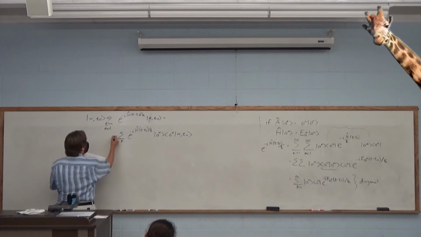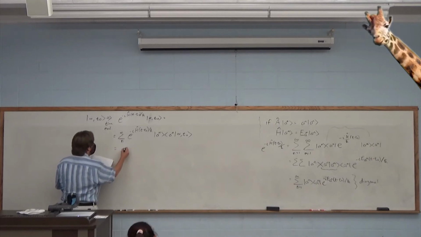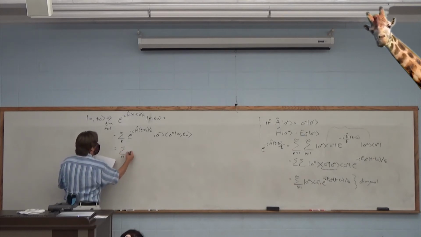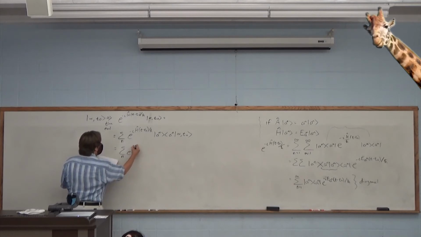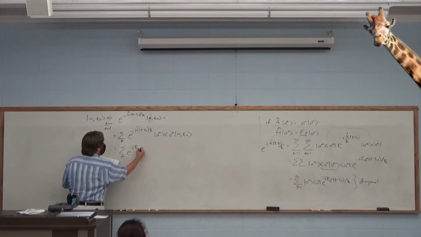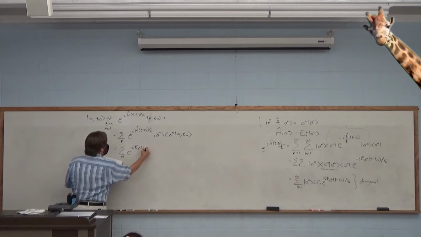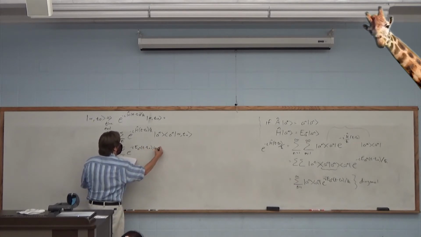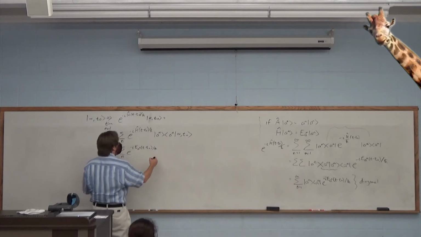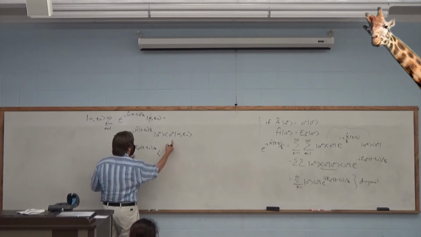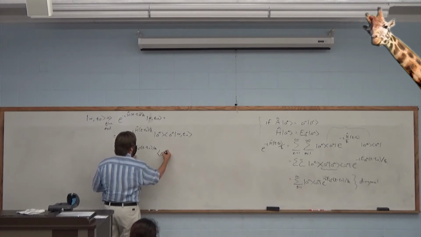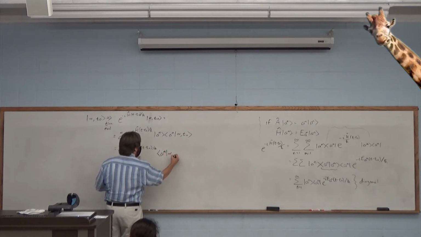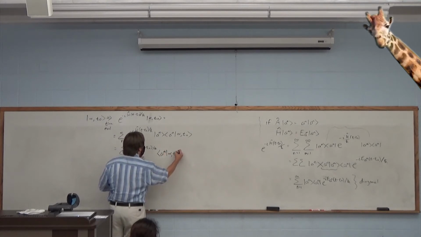Okay, so what does this turn into? Again, a function of an operator. It's just the eigenvalue, a function of that eigenvalue. Now this is a number, right? It's an inner product, so it's a number.